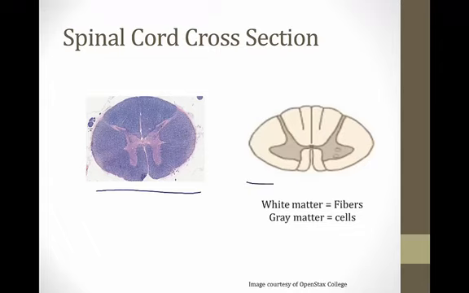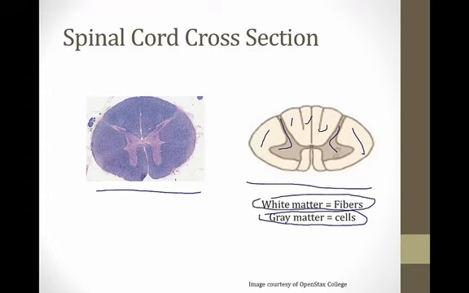Now we often draw it more like this picture over here on the right side of the screen, and we call the butterfly thing in the middle that I'm highlighting here with my pen gray matter, and that's composed of cells. And then all the white stuff here that I'm highlighting now are nerve fibers, and we call that the white matter.